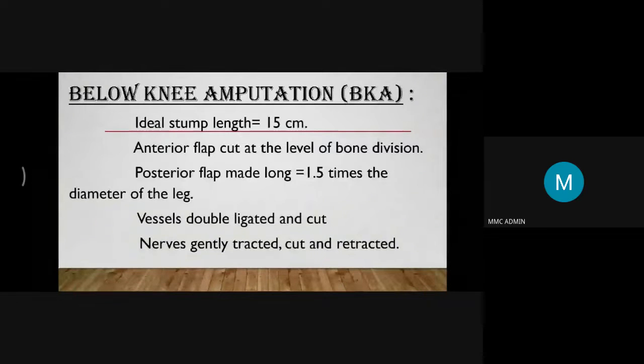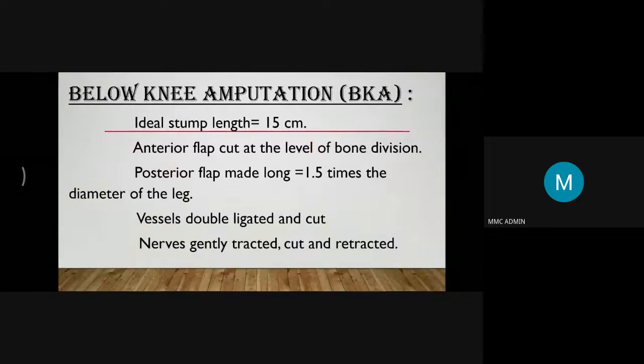Usually from the tibia you will measure 15 centimeters in the leg. There you will mark an incision and at that point you will measure the circumference. Okay, that is the diameter of the leg. If the diameter is 10 centimeters, you should leave a 15 centimeter flap in the posterior aspect. That is what it says here: the posterior flap is made long, 1.5 times the diameter of the leg.